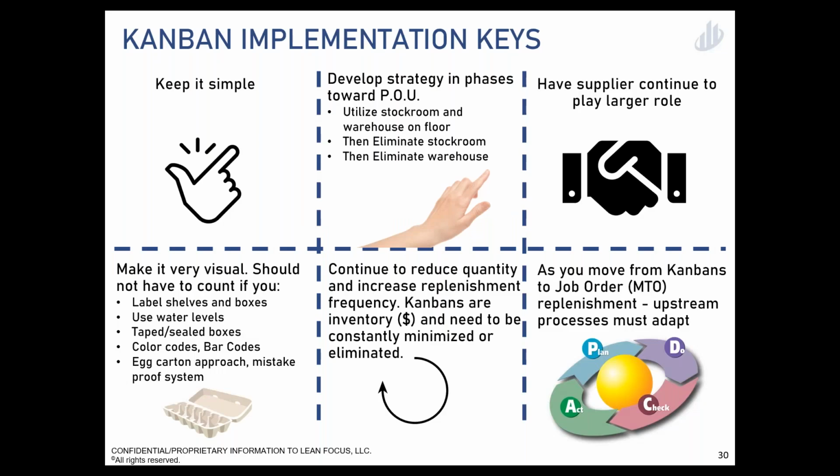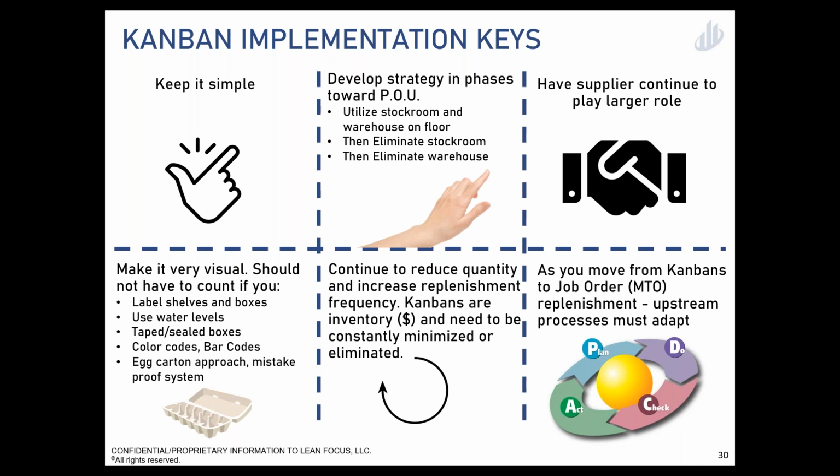All right, let's think about some next steps. If you're going to deploy Kanban, keep it simple. Don't boil the ocean. Like the case example we talked about, start with a pilot area, a certain value stream in your plant, a certain work cell, all your purchased parts, the finished goods that need to be in stock because the customer requires a short lead time. Keep it simple when you're getting started. Develop a strategy in phases towards your point of use.